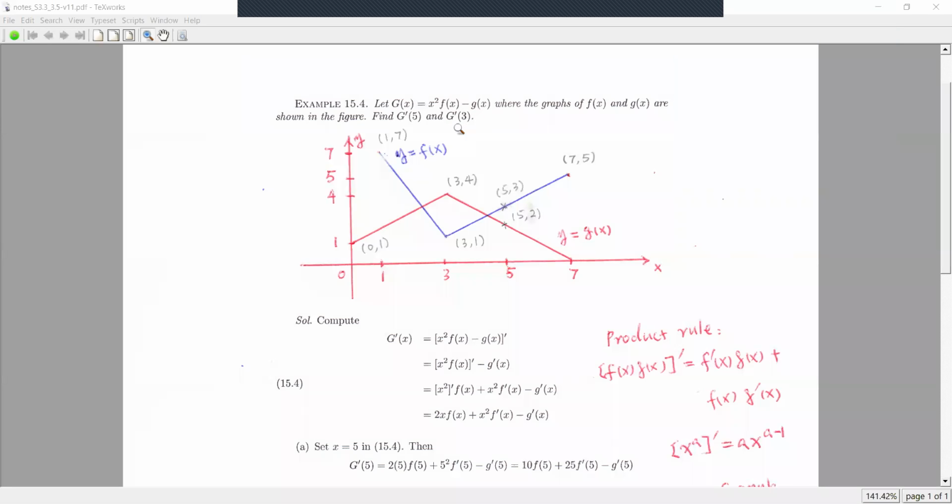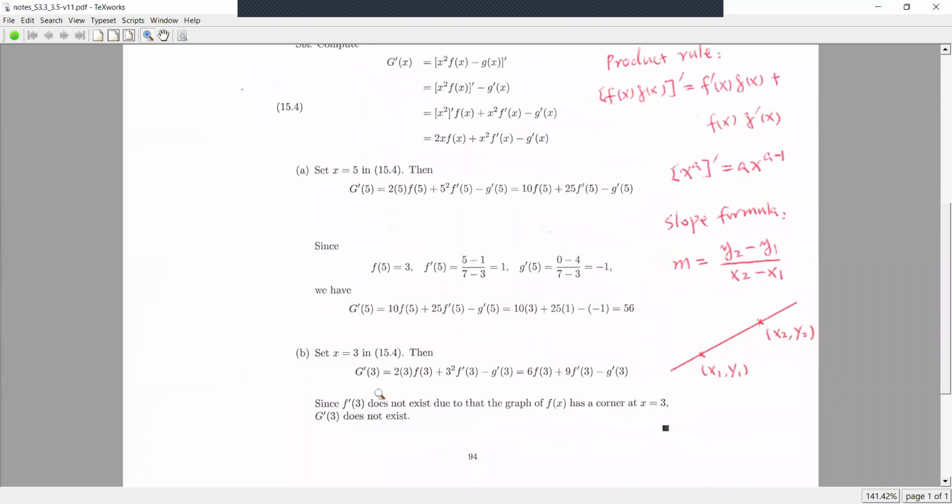Now, for the derivative of B at the point 3, plug in the number 3 for x here. Then we have the derivative of B at 3 is this number. Simplify this expression a little bit, then we get this number. Now go back to the figure to determine the values of these functions.